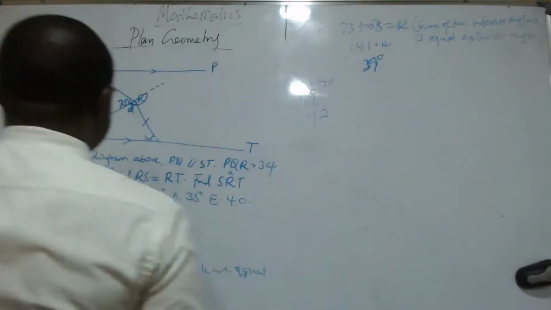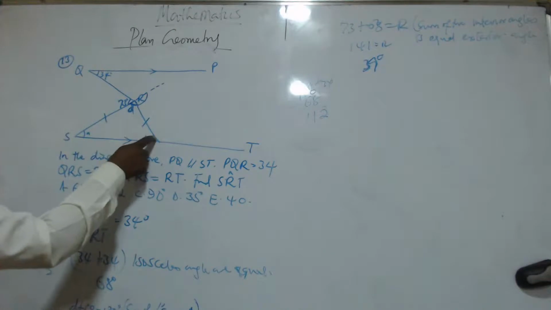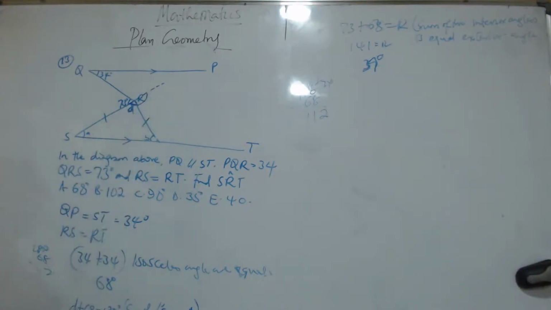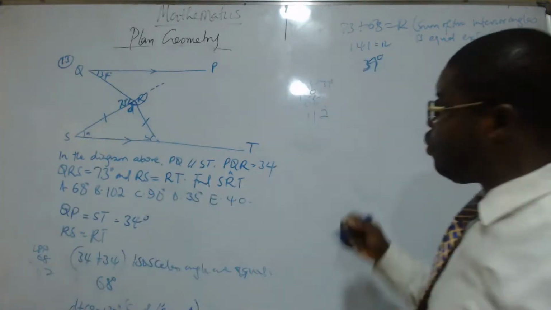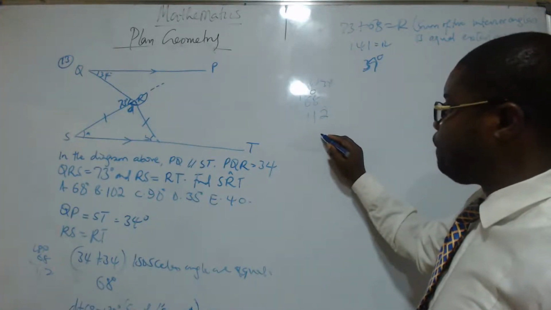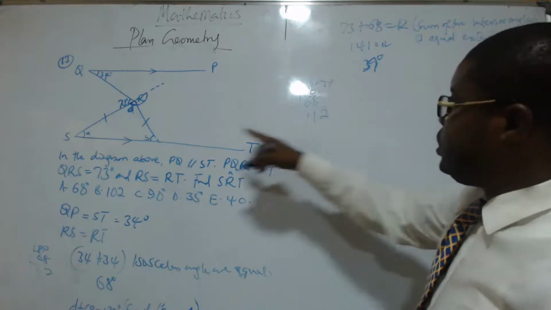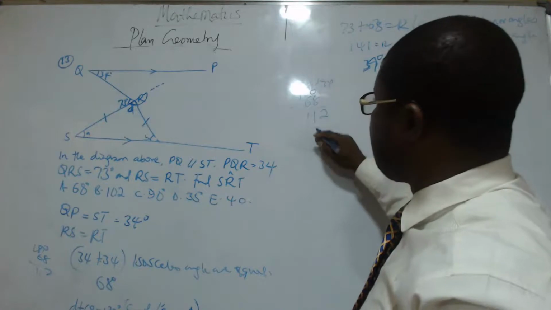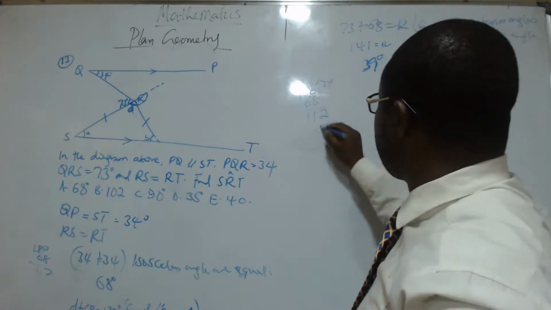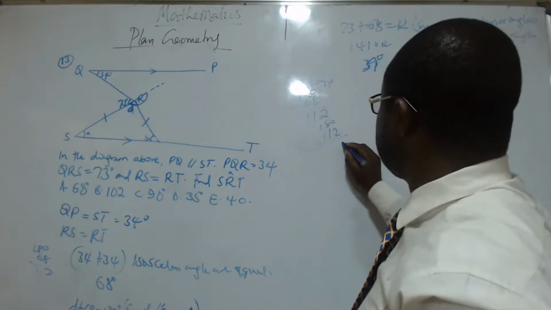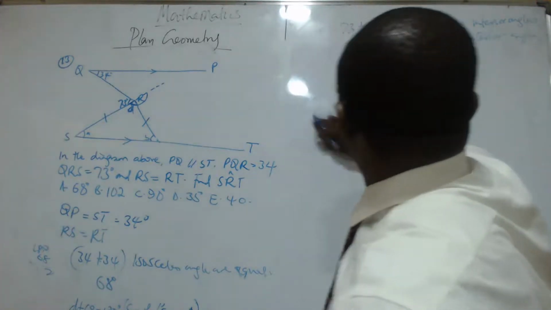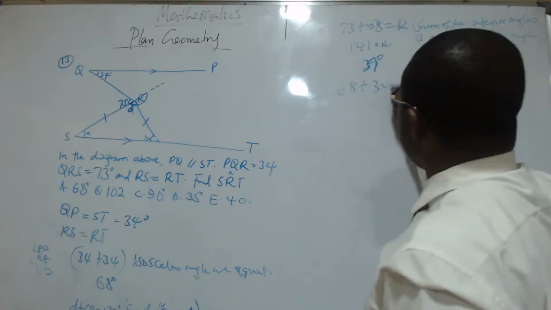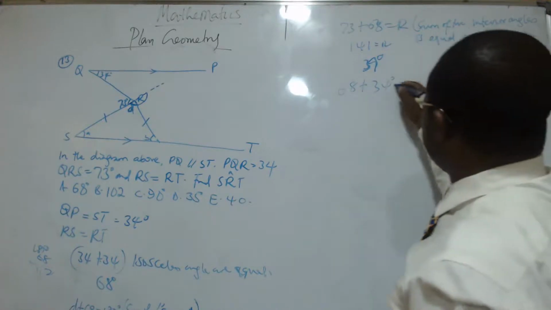So we only need this angle plus this angle to give us this angle. This 34. So if that's the case now, I'm going to have 34, 34, 68. So I'm going to have 112. 180 minus 112, I'm going to have 68. 68 plus 34 will give us what?